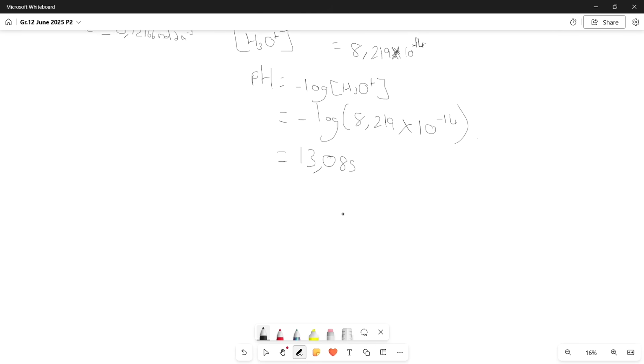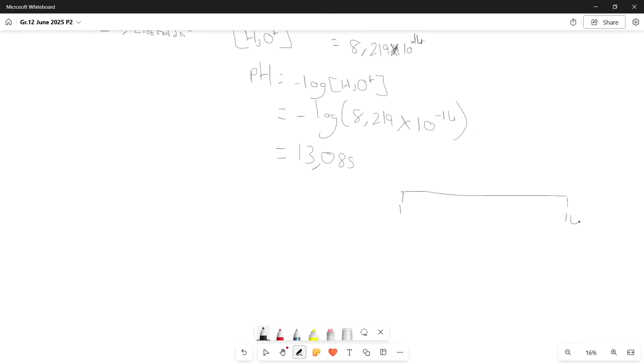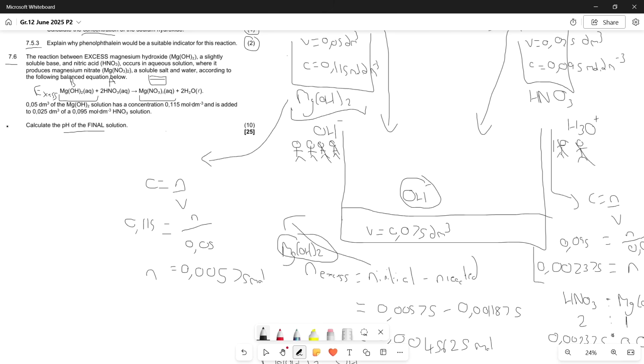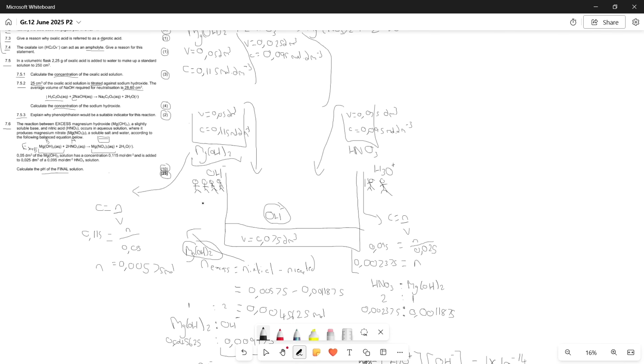13,085. And based on our initial statement, we knew that there'd be more hydroxides left, and therefore we would have a more basic solution. In this case, it is very basic, chilling almost all the way at the top of our pH scale, with acidic being here, neutral being there, and basic being here, meaning that that was the final answer for the pH of the final solution. That earned us 10 marks over there and 25 marks over there for the last question and last section of this paper. And to reiterate, we got the moles of the initial.